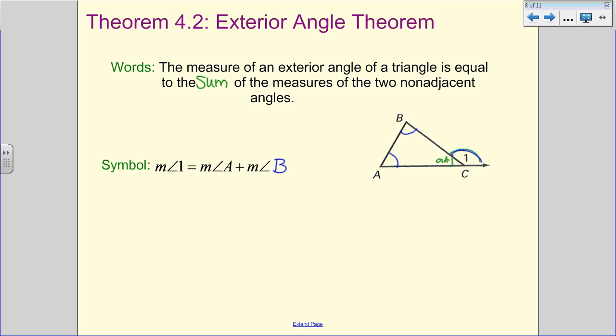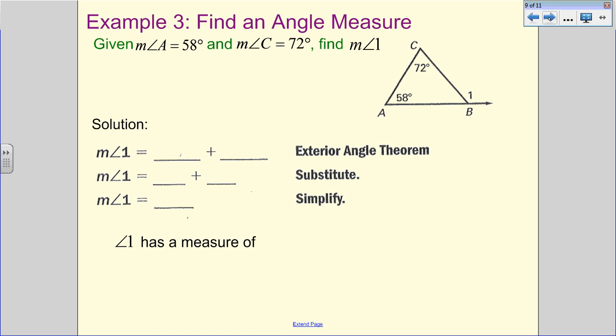All right, so let's look and see how we can use that to help us find the angle measures. So I know that A is 58 degrees. I know that C is 72 degrees, and they want me to find the measure of this exterior angle. Well, the exterior angle theorem says angle 1 is equal to the measure of angle A, the non-adjacent angle, plus the measure of angle C, the other non-adjacent angle. So I'm going to substitute in the values. 58 degrees plus 72 degrees is equal to 130 degrees. So the angle 1 has a measure of 130 degrees.